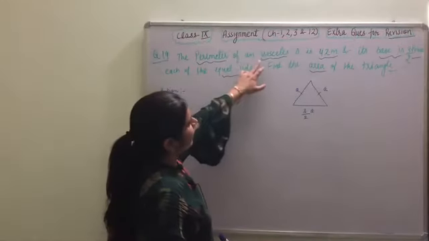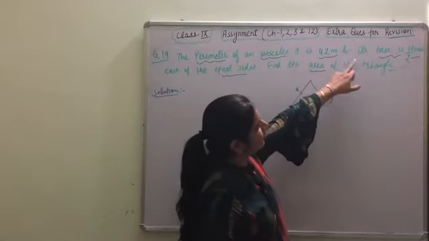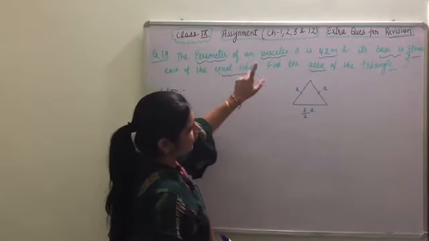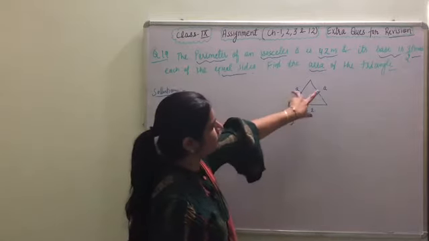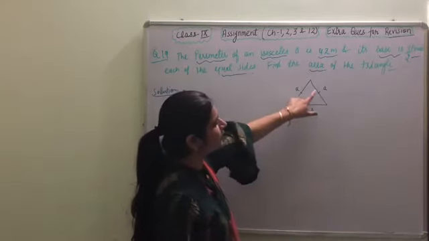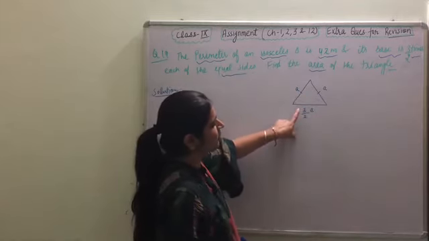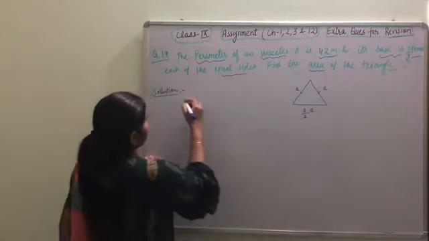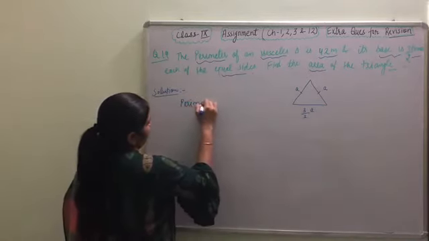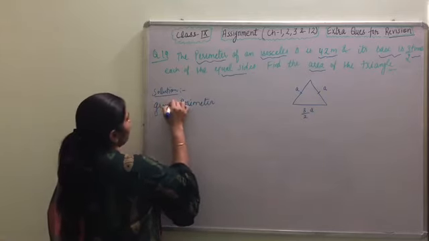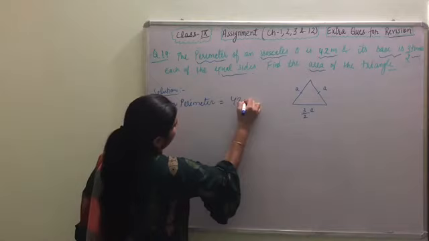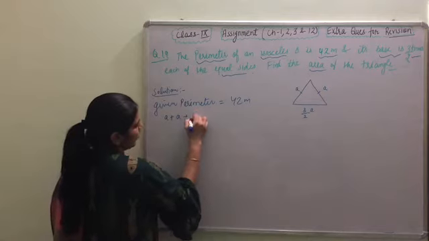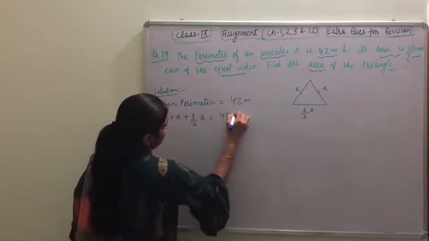Perimeter of an isosceles triangle is given as 42 meter. Its base is given as 3 by 2 times each of the equal sides. Okay, base is 3 by 2 times of the equal sides. Here the two equal sides we have taken as A. So base is 3 by 2 of the equal side, 3 by 2A. And the perimeter is given; here we'll write given perimeter is equal to 42 meter.